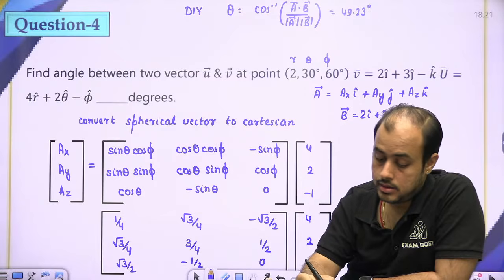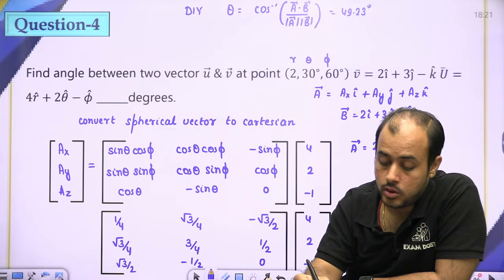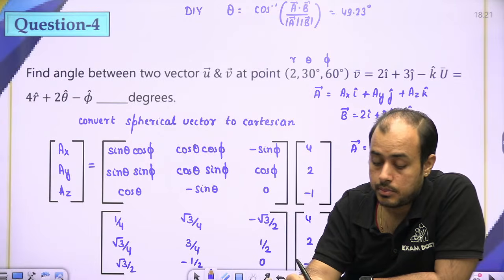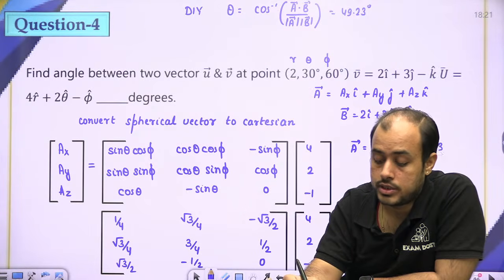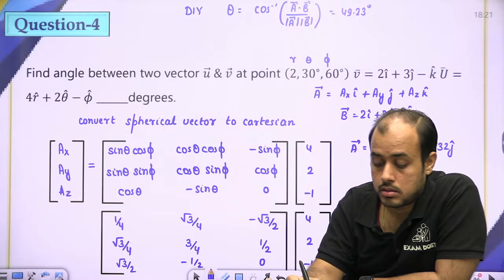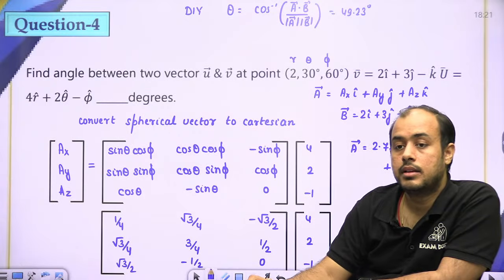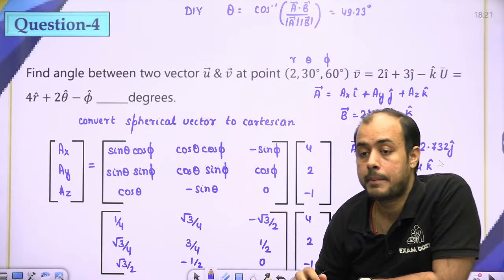ठीक है. और ये जो a वेक्टर है ये भी मैं बता देता हूं. 2.732 i आएगा प्लस 2.732 j आएगा. क्या आएगा? ठीक है, चेक कर लेना. क्लियर बेटा? क्लियर कैसे करना है?